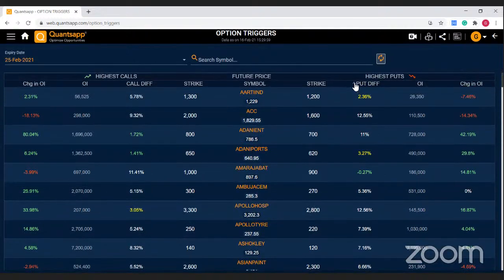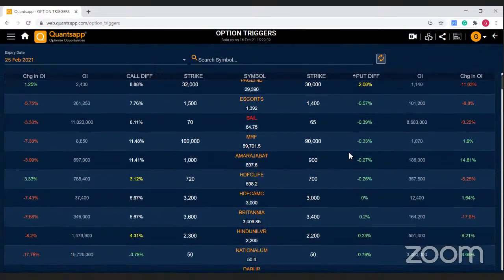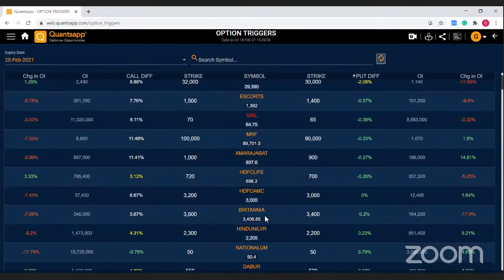Same as here, I will be more interested in looking at this stock which is trading very near to its highest put. If I say Britannia, we can see the Britannia here. Britannia is trading at 3,406. So this is the future price. Highest put writers are standing at the 3,400 level. The difference is very minimal, just a 6 point difference between these two. And I can see at this level that put writers are feeling very jittery. They are feeling very nervous at this particular point, and they have started unwinding their positions.